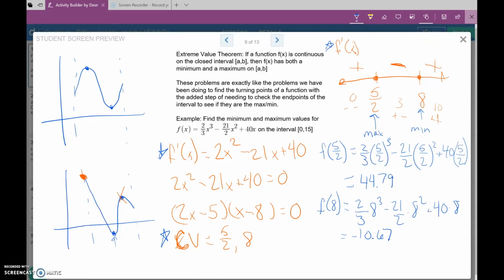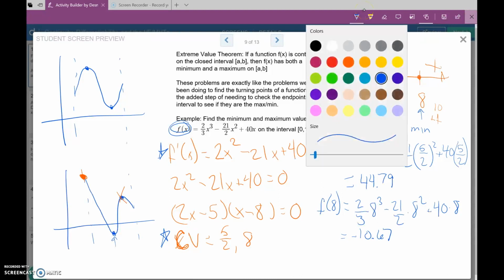So then to find the y values of those points, I went back and plugged in the numbers. And yes, I did use a calculator to do these. When you plug in 5/2 into the original function f of x, you get 44.79. When you plug in 8 into the original function, you get negative 10.67. So far, this is when we would be done with the problem. But now we need to find out, are these actually the minimum and maximum values on this interval if we check the endpoints? So we need to find f of 0 and f of 15.